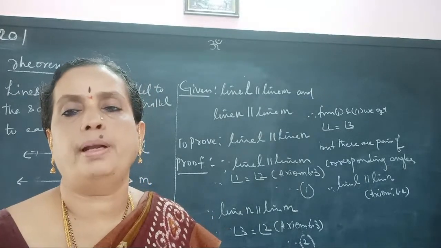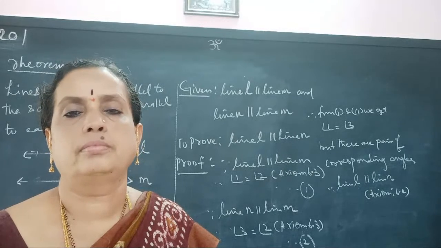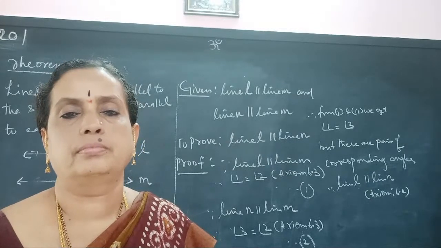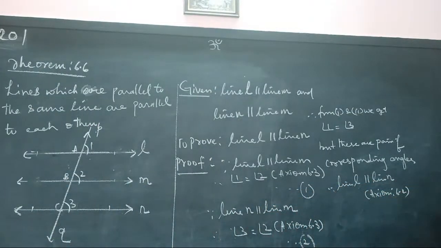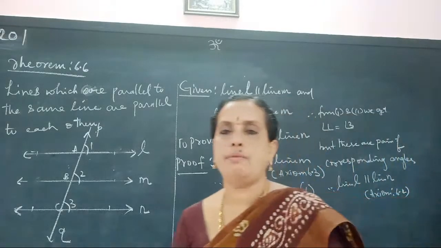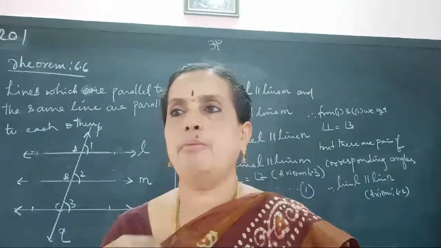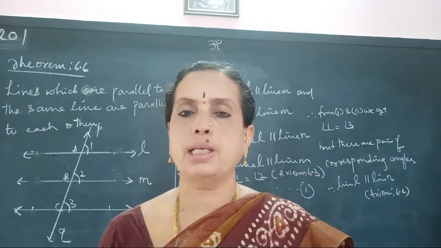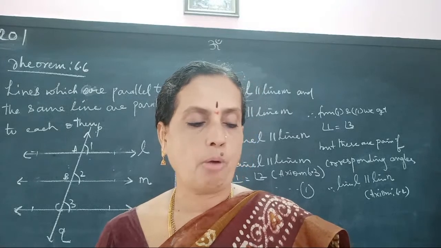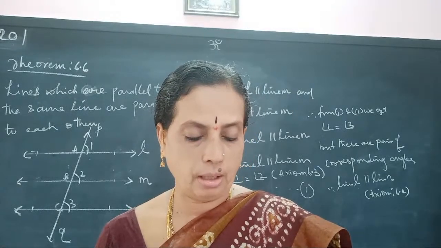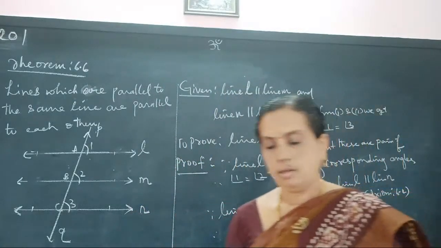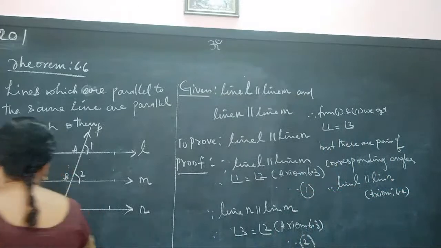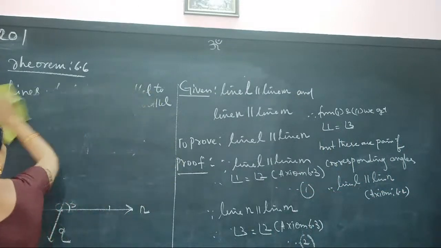Is it clear to everybody? Next. We have the problems based on the theorem. So far we did theorem 6.1 to theorem 6.6, and we have many problems based on that. Now we have the problems. First question in figure.